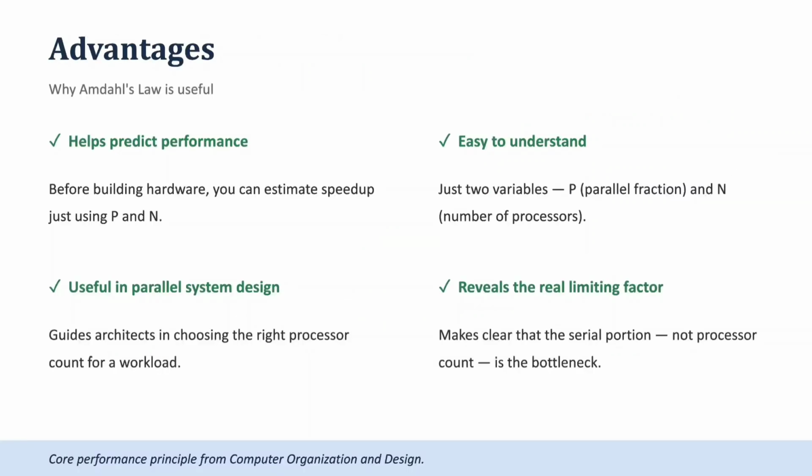Now let's see the advantages of Amdahl's law. It helps to predict the performance. Before building hardware, you can estimate the speed up just by using P and N. It is easy to understand: just two variables, P, the parallel fraction, and N, the number of processors. It is useful in parallel system design, guiding architects in choosing the right processor count for a workload. It reveals the real limiting factor. It makes clear that the serial portion, not processor count, is the bottleneck.